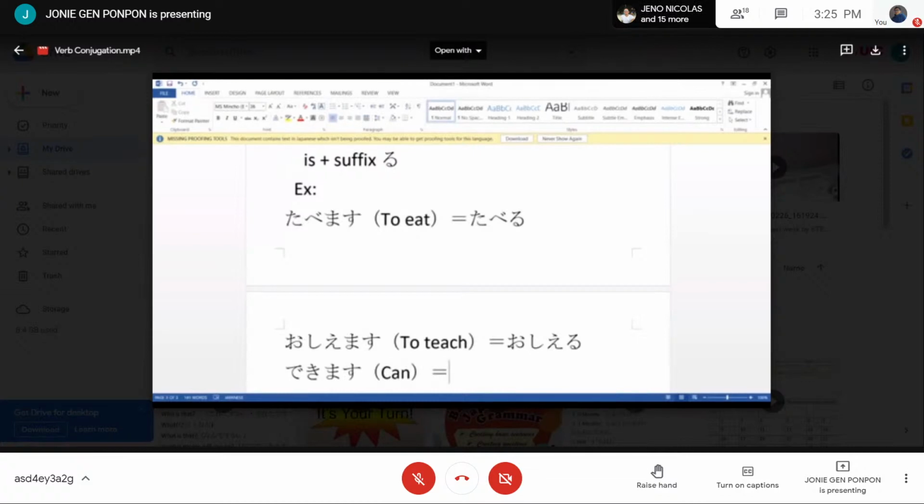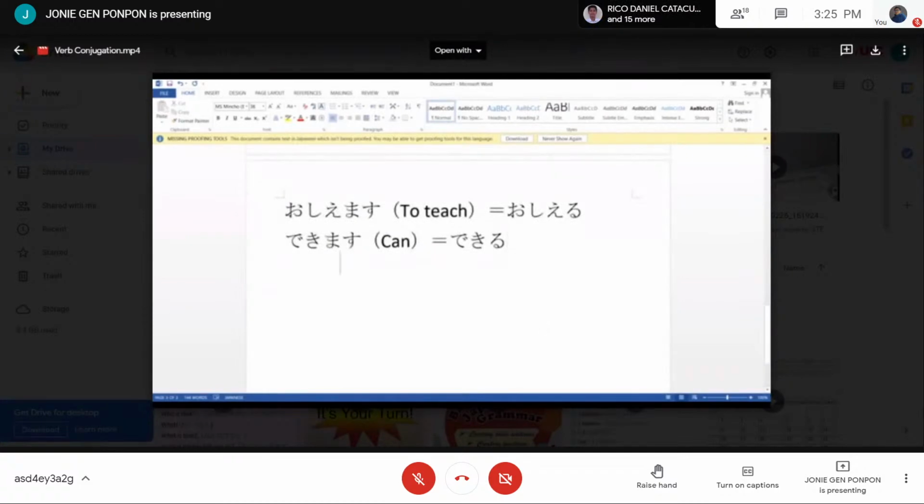Now, the jishuke rule for group 2 verbs is to keep the root word, which is deki, and then just add the suffix ru. The jishuke of dekimasu is dekiru. It's the same with special verbs: any special verb whose root word ends in e will be a group 2 verb, and you just get the root word and then add the suffix ru. Now you have the jishuke of group 2 verbs. Okay? So that's how it is.